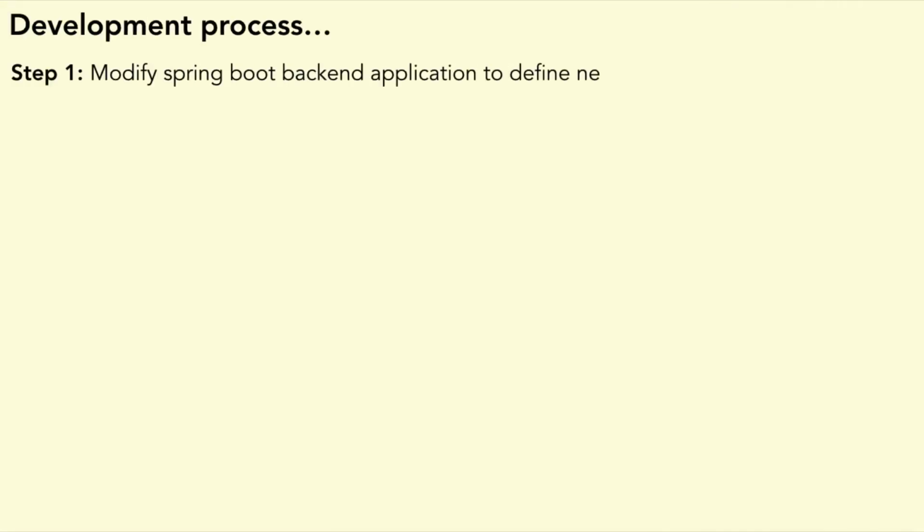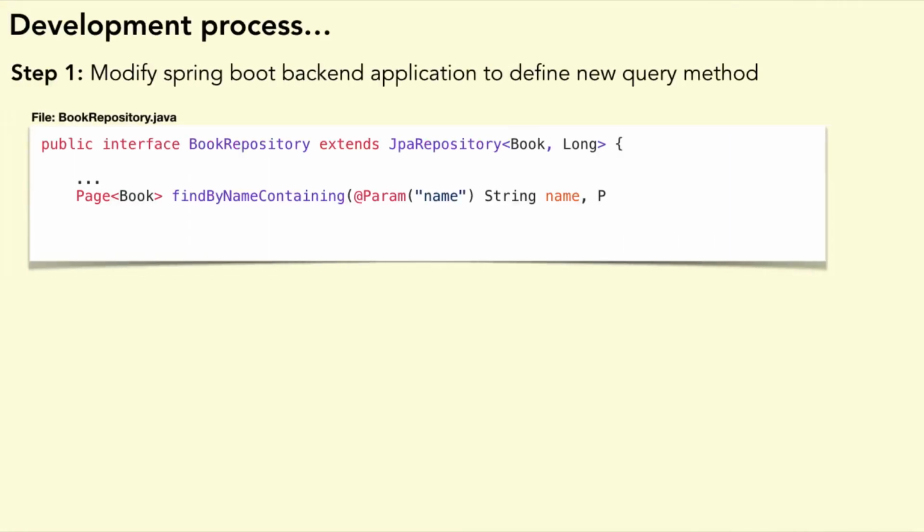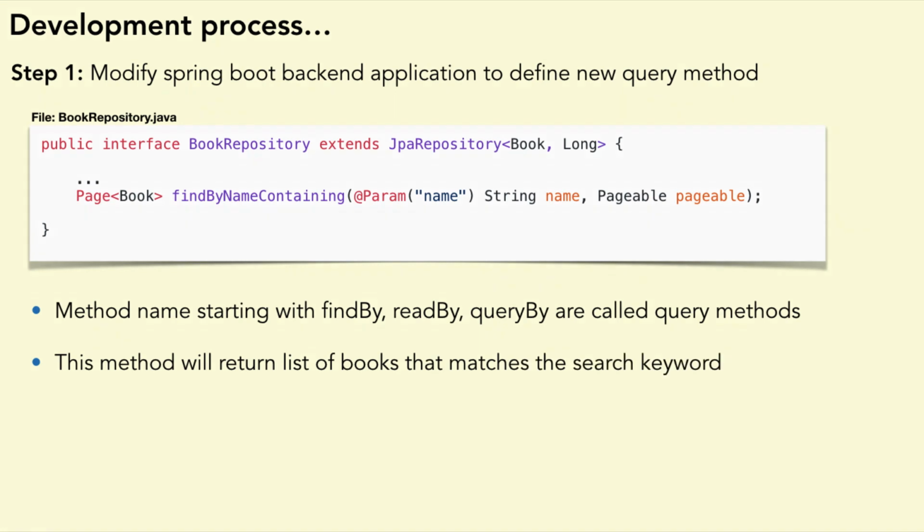Let's look at the development process. So the first step is to modify the Spring Boot backend application to define a new query method. Inside the BookRepository.java, we are going to define a new query method, findByNameContaining, and to this method, we're going to pass in the search keyword, which is nothing but a string. And this method will return a list of books if the book name contains the search keyword.